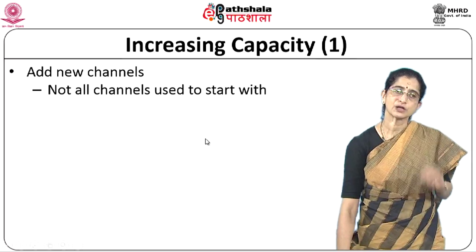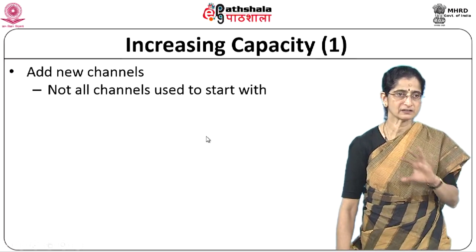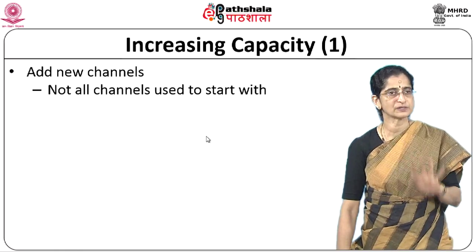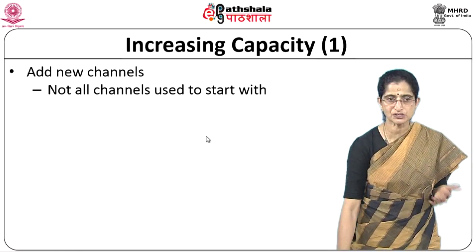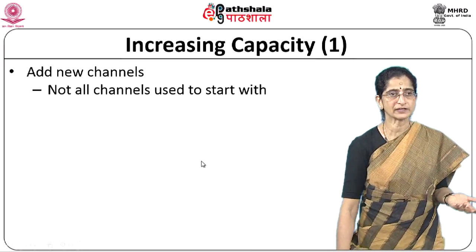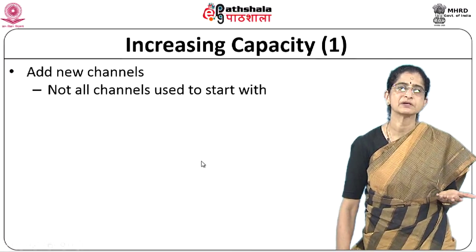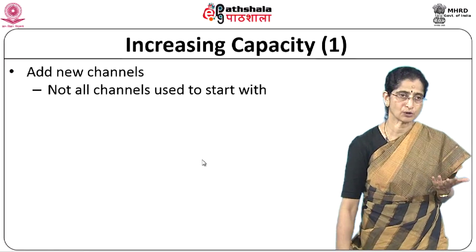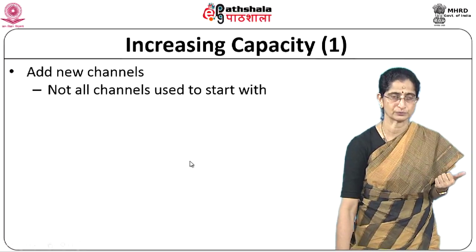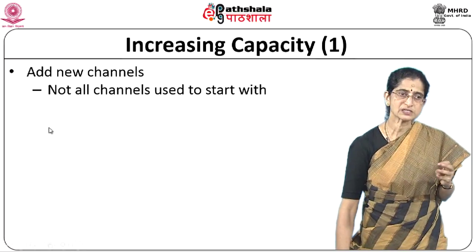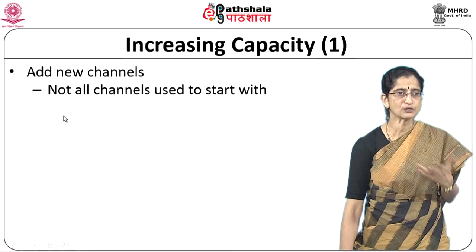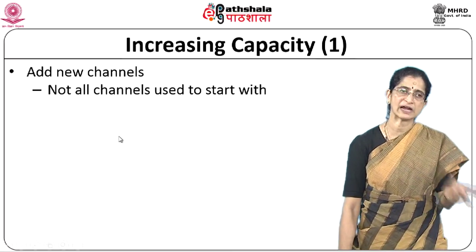Okay. So, now how do I increase the capacity? We have said that so many channels are available, and we are allocating a certain number of frequencies to each cell. Is there some way in which I can increase the capacity if necessary? For instance, suppose we could at a time support only 50 calls in a particular cell, and we had to support more than 50 calls, what do you do? One thing that you could do is add new channels. Normally not all channels are used to start with, so you could add new channels.